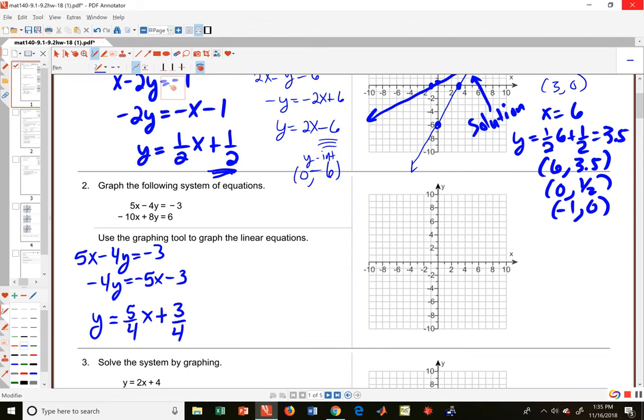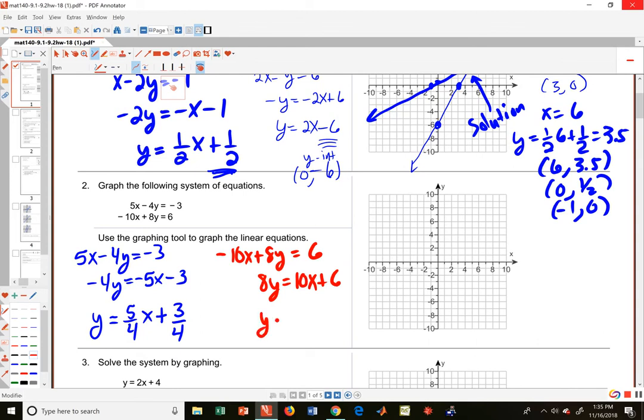So positive 3/4 is our y-intercept. All right. Now, slope-intercept form may not be the best way for you to sort this out, but that's a good place to start. Let's do the red. Let's do the second function as red. Negative 10x plus 8y equals 6. So again, solving for y, we bring the 10x over. Now it becomes positive 10x plus 6.